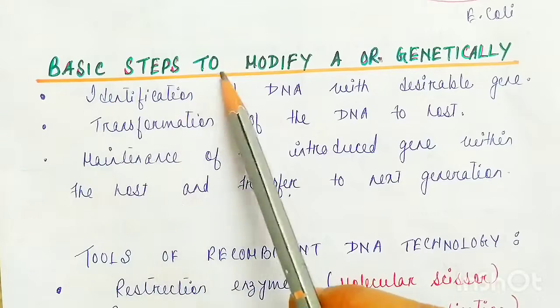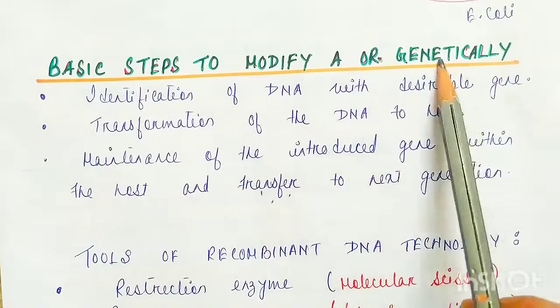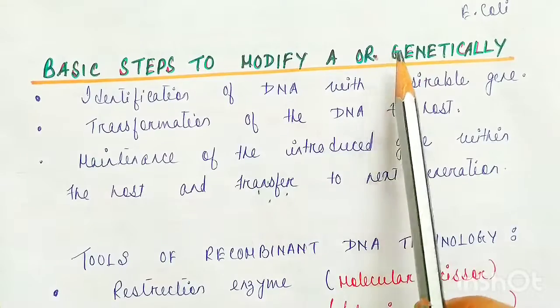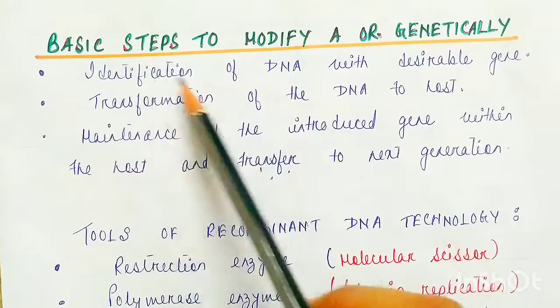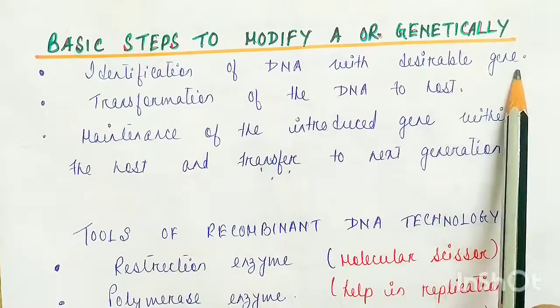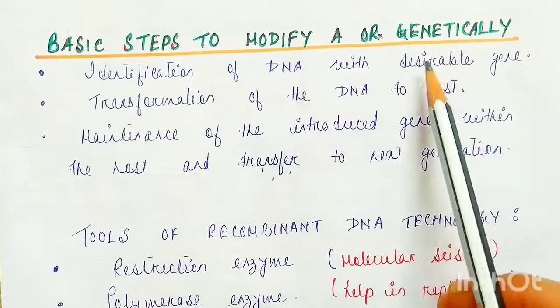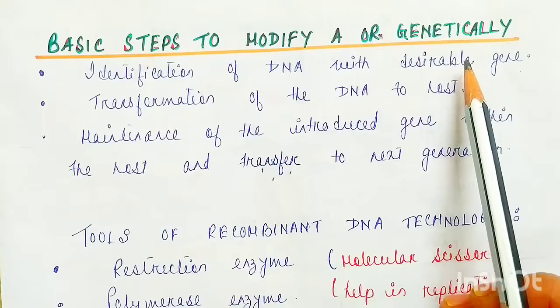Now I am going to give you some tips. The basic steps to modify an organism genetically. OR means organic organism, I am just writing it here in short form. So, identification of DNA with the desirable gene. In the first step we have to identify a DNA which carries a desirable gene.